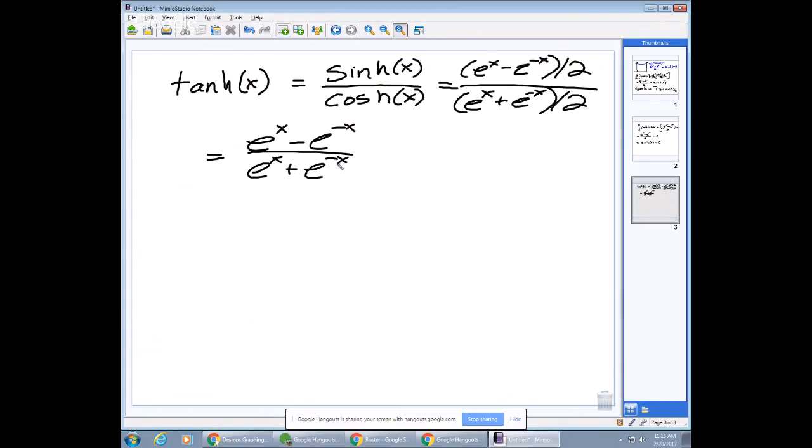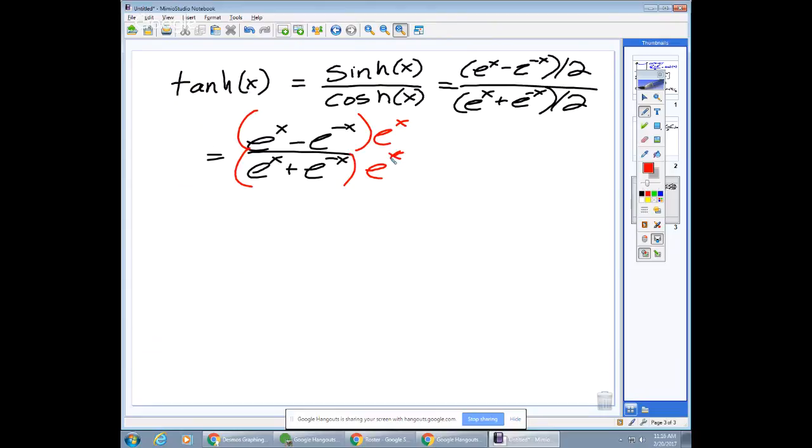People have rewritten this in a variety of ways. So one trick for rewriting this is to multiply top and bottom by e to the x. If I multiply the top by e to the x and the bottom by e to the x, then I'm going to get a new version. I'm going to get e to the x times e to the x, e to the 2x, minus e to the negative x times e to the x. Not 0, but 1, because the exponents will zero out. So that'll be e to the 0, which is just 1.